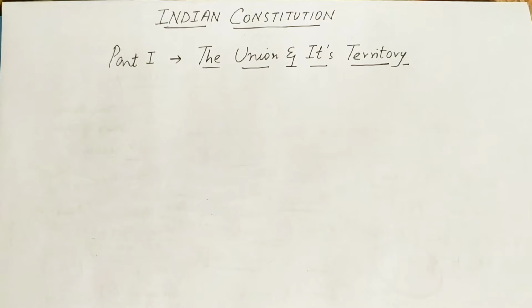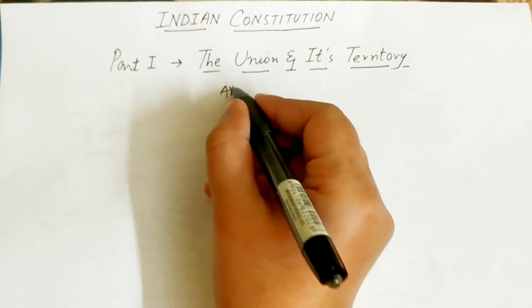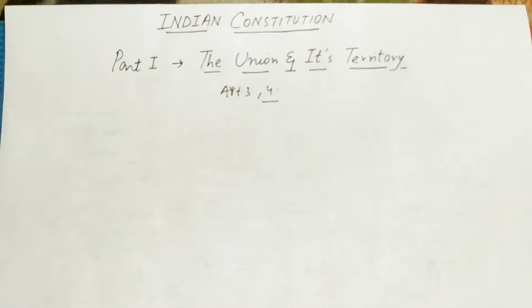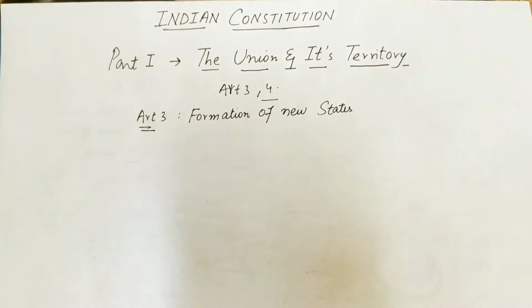Friends, in the last video we started Part 1 of the Indian Constitution, the Union and its territory. We studied that under this there are 4 articles, from Article 1 to Article 4. We completed the first 2 articles in the first video. Here we are about to complete Article 3 and Article 4. So let's begin. Article 3 talks about formation of new states.